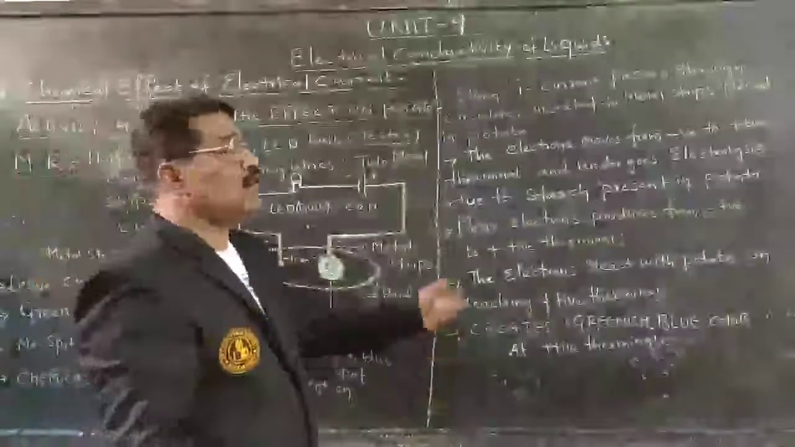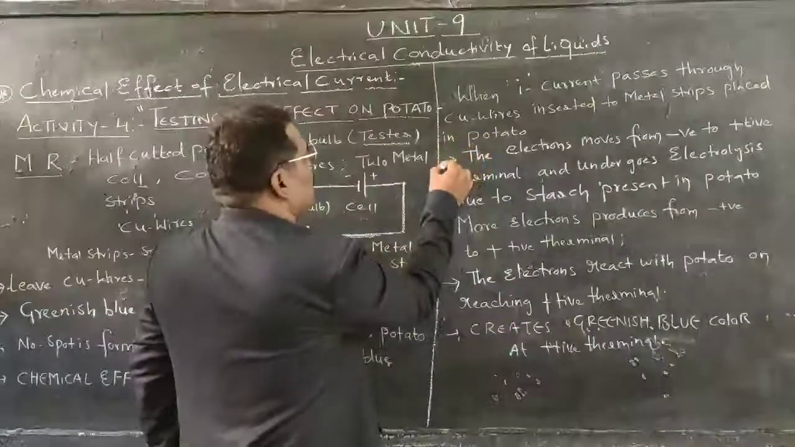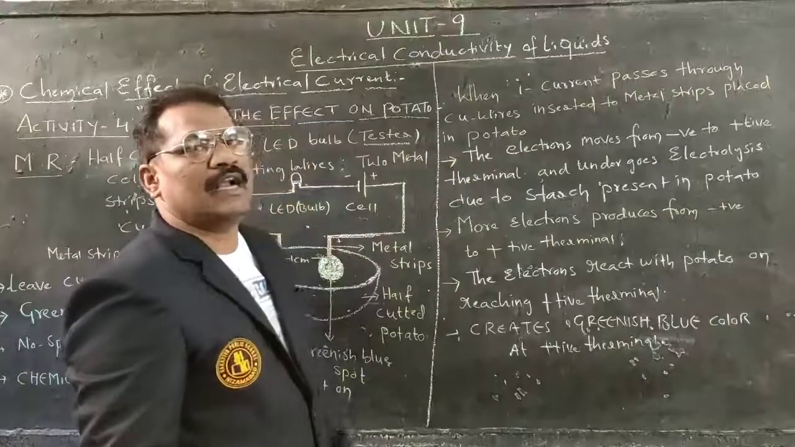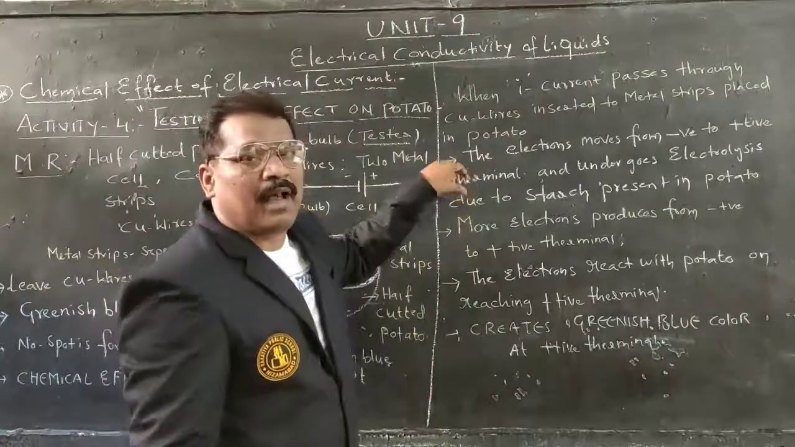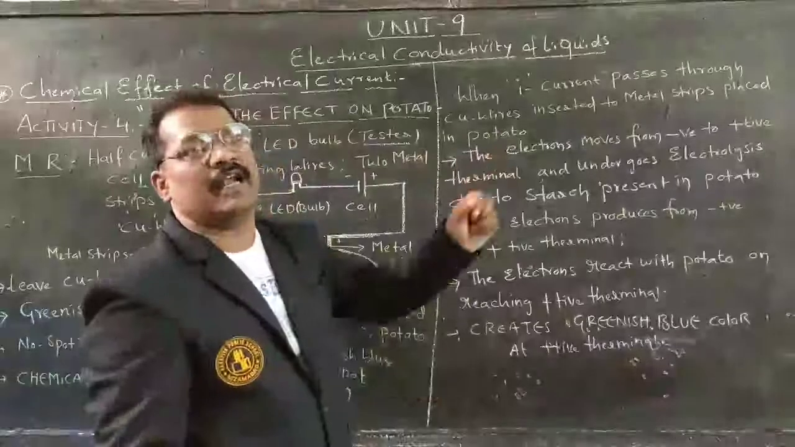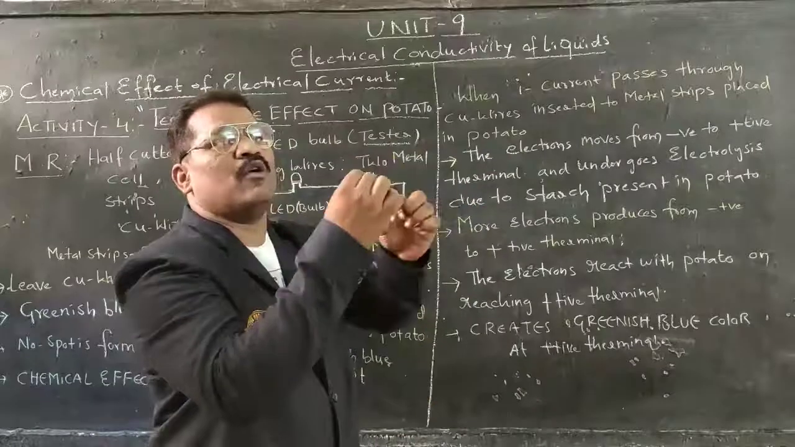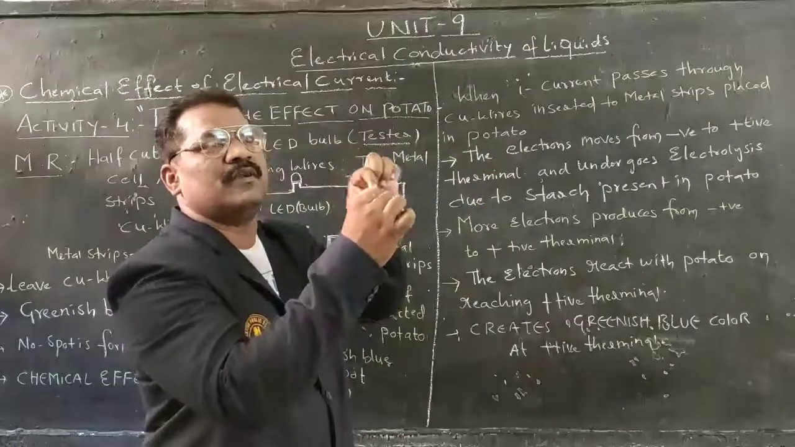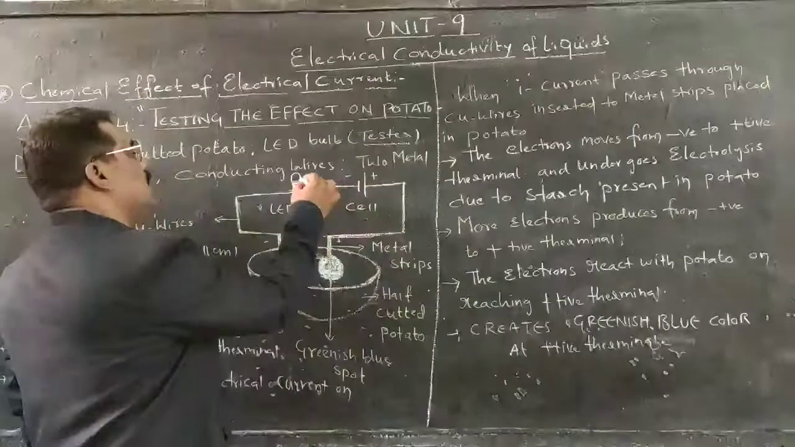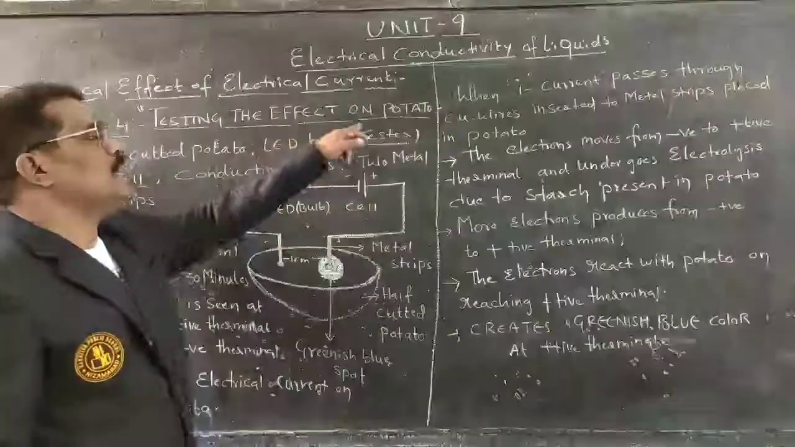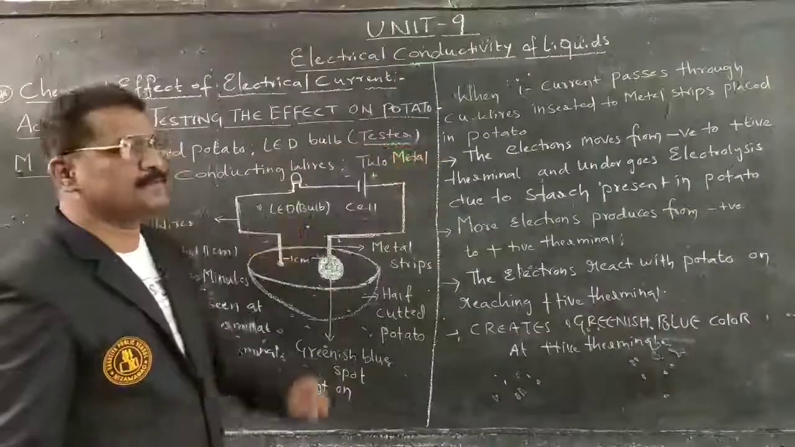Through a plug, if you place a tester, we can identify whether current is passing through that particular plug or not. Easily we can identify it by the glowing of the small bulb existing within the tester. Similarly, here the LED bulb is also used as a tester.